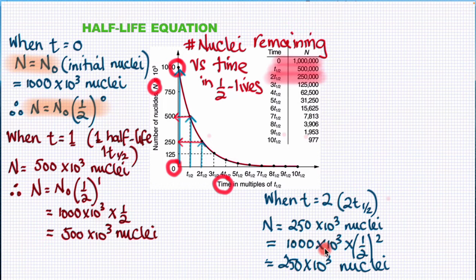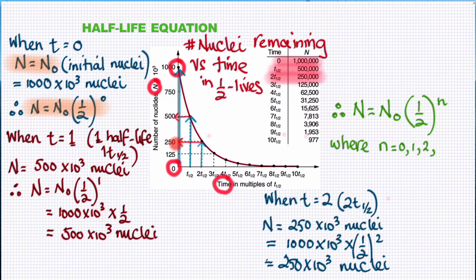We put this into our relationship, so there's n naught, that's the original nuclei, times a half to the second half-life. So that gives us 250 by 10 to the 3 nuclei, which is what is predicted by the data in the graph.